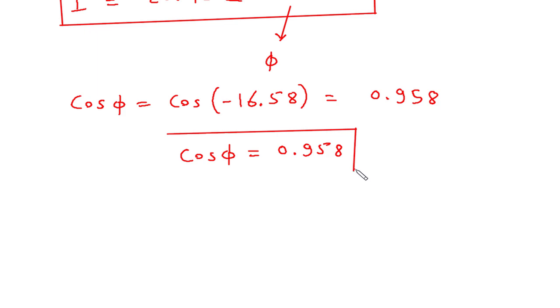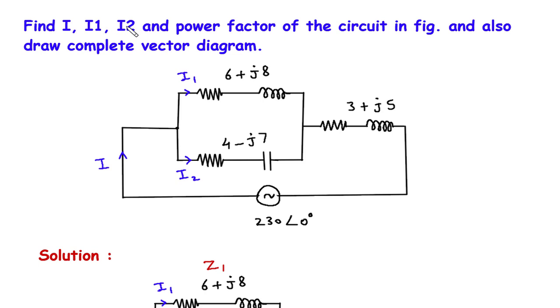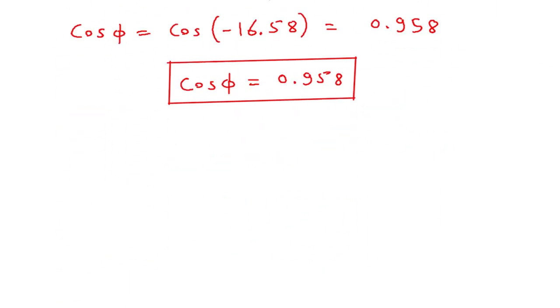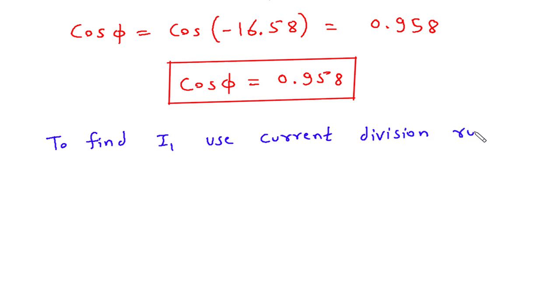Now next we have to find the value of I1 and I2. We have already found the value of current I and power factor. Just I1 and I2 values remain, and we have to draw the vector diagram after that. So now we will find the value of I1. To find I1, we will use current division rule.